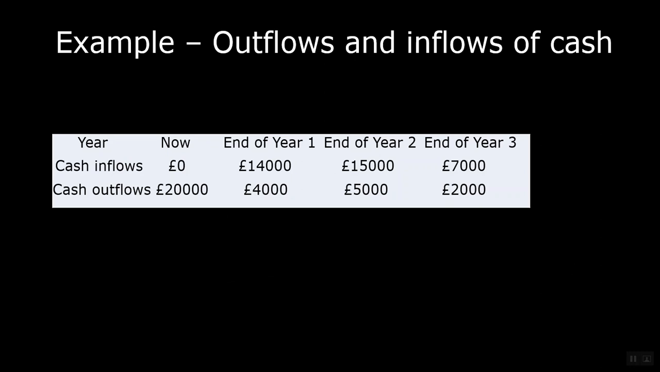So here's the cash flows. The inflow, £0 now. I spend £20,000 on my machine, my paint sprayer, and as a result, I get £14,000 of income at the end of year one. I need to spend £4,000 maintaining the machine. Next year, I get £15,000 in. I spend another £5,000 on maintaining the machine. The next year, I only get £7,000.